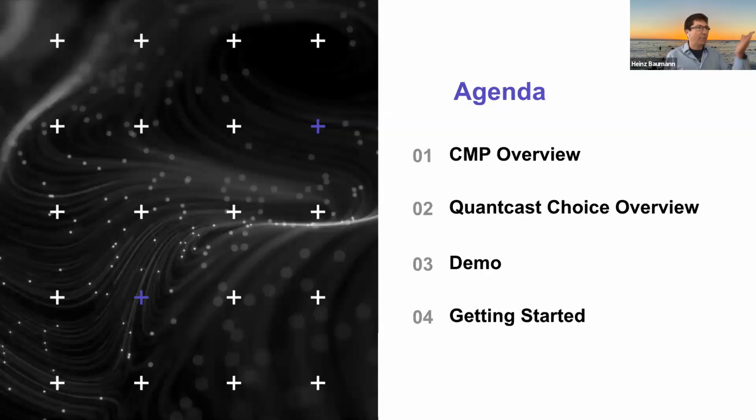The quick agenda, I already mentioned this: there's an overview about the CMP. We talk about Quantcast Choice, we do a little demo, and then there's a few steps, a little checklist that you can take back. That is, what is it I need to do to get started?